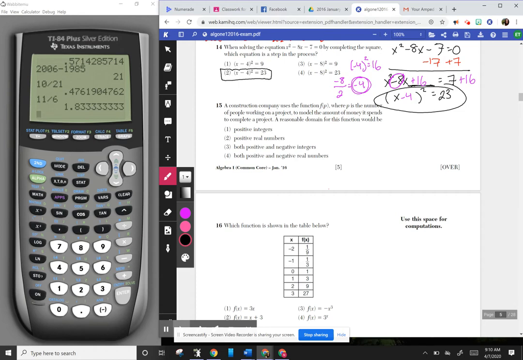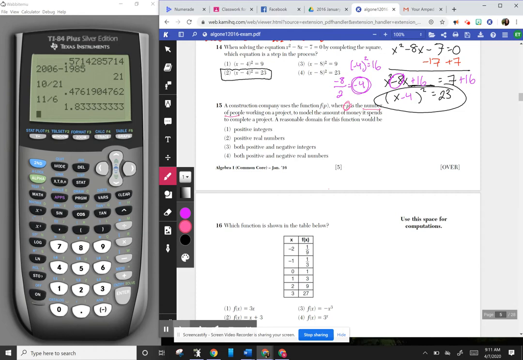Question 15, a construction company uses the function f of p, where p is the number of people working on a project, to model the amount of money it spends to complete a project. A reasonable domain for this function would be positive integers, positive real integers, positive and negative integers, or positive and negative real numbers. Okay, well, p is the number of people working on a project.